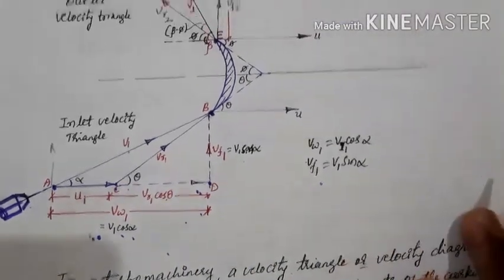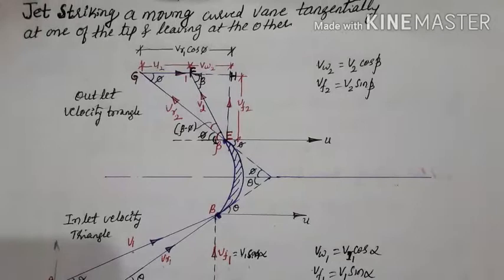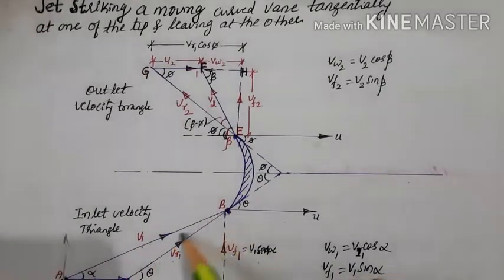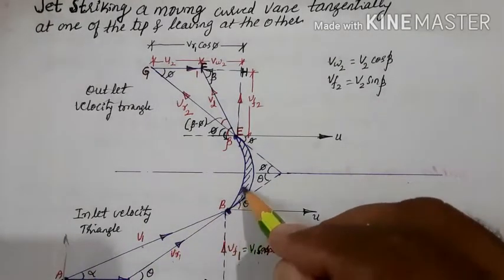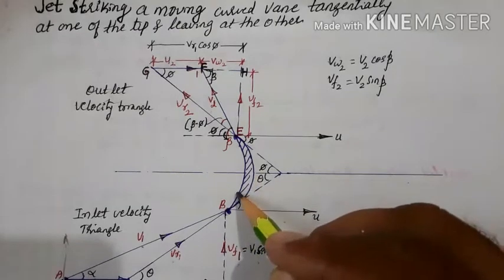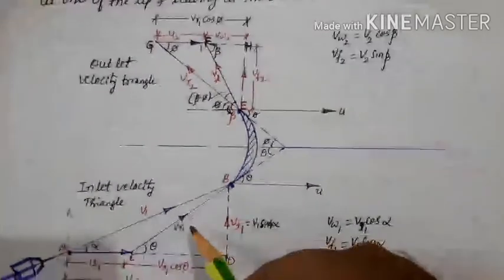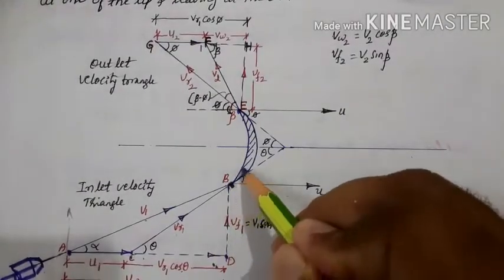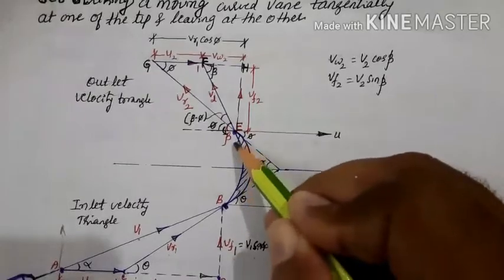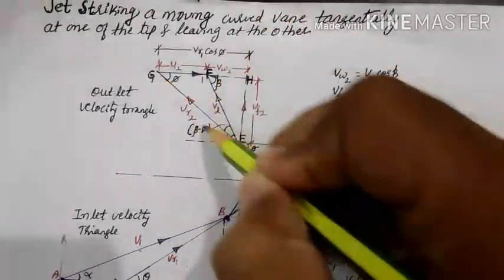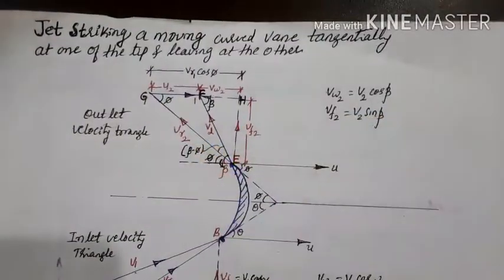Similarly, draw the outlet velocity triangle. As the jet enters the blade passage, it will not enter with the absolute velocity, it will enter with the relative velocity VR1. Then it glides over the surface, then it exits with a velocity Vr2.